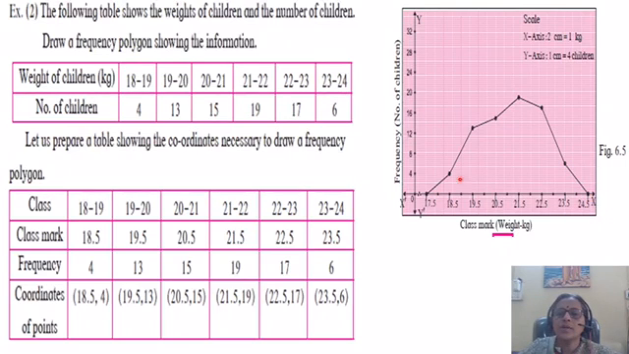So as we want a complete closed figure, join it with the help of a scale and ruler. This is a closed figure. We want one previous interval and one next interval. We want a closed figure. So for the first point and last point, the frequency is 0. Join it, it is a closed figure.